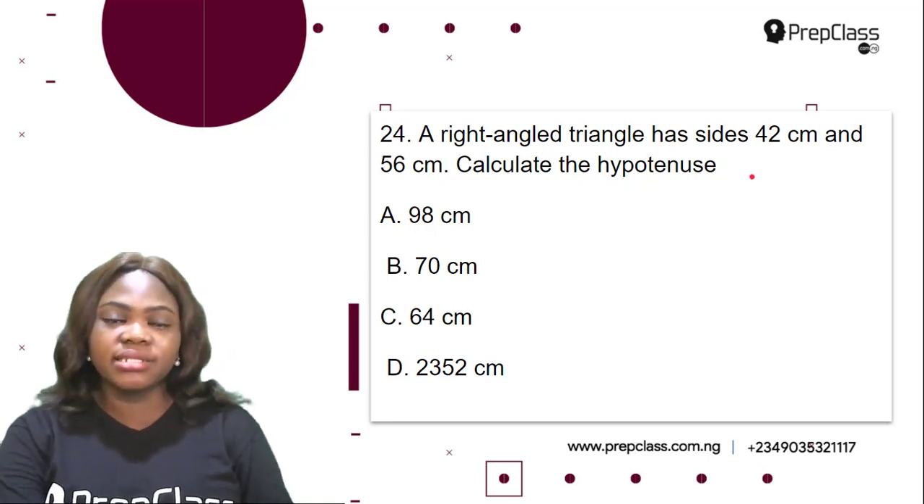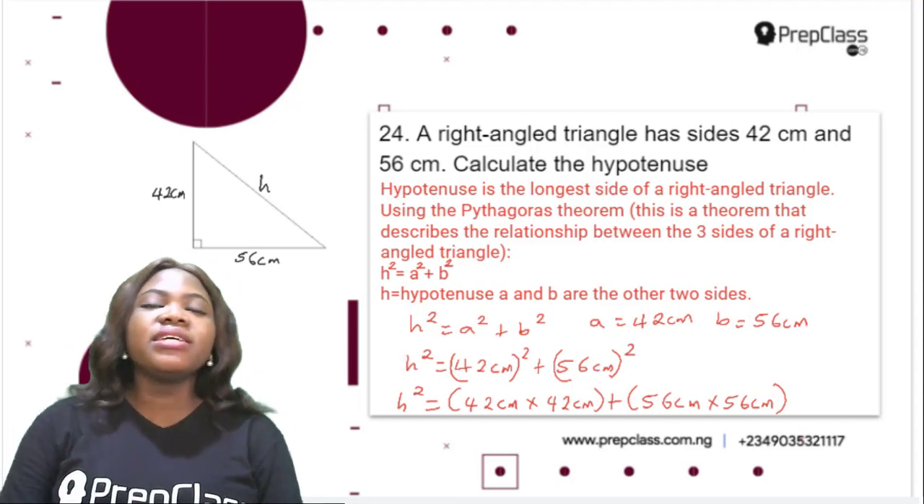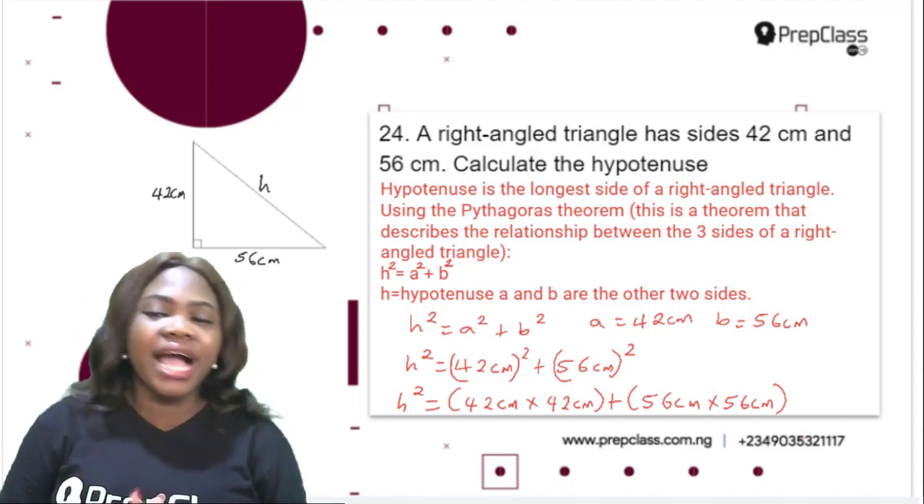Question 24 says a right angle triangle has sides 42 centimeter and 56 centimeter. Calculate the hypotenuse. So first of all, what is hypotenuse? And do you know what hypotenuse is? So hypotenuse is the longest side of a right angle triangle.